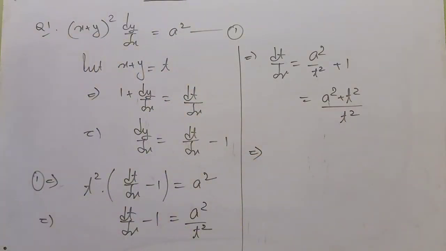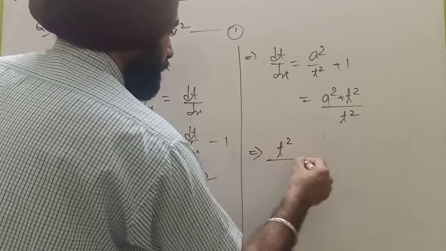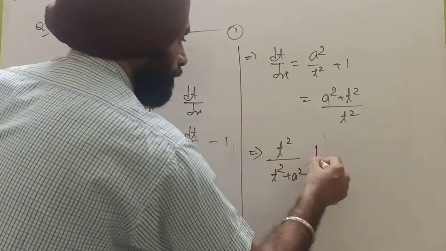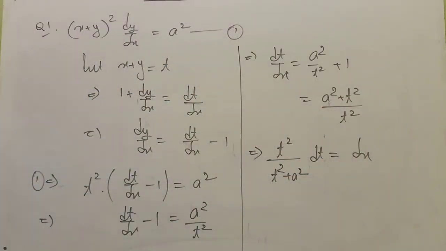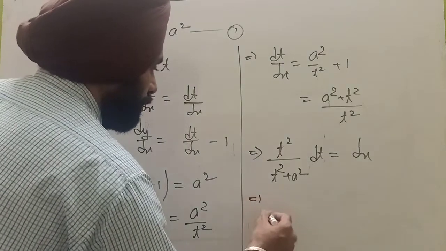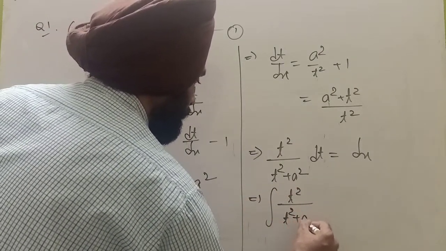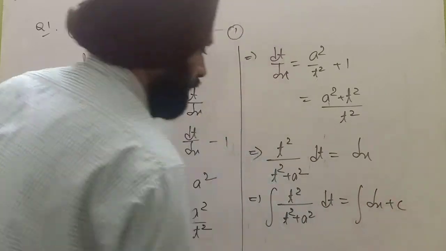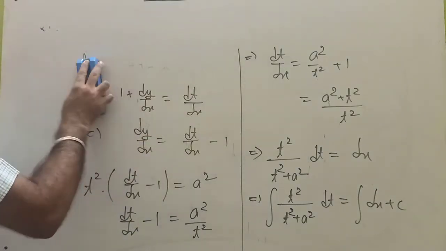Now we can easily separate these variables. First of all, cross multiplying t square over t square plus a square with dt, and on the right hand side cross multiplying by dx. So variables are separated now. Now integrating both sides: integral of t square over t square plus a square dt is equal to integral of dx plus c. Now we have to integrate the left hand side and the right hand side.